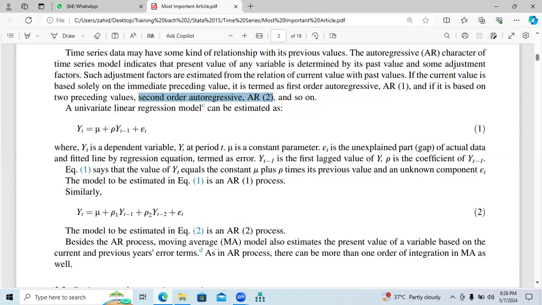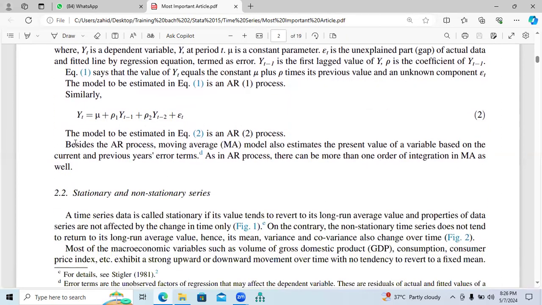In addition to it, you need to understand the difference between AR process and moving average process. Besides the AR process, the moving average process model also estimates the present value of a variable based on its current and previous year error term. So it is entirely different from it.